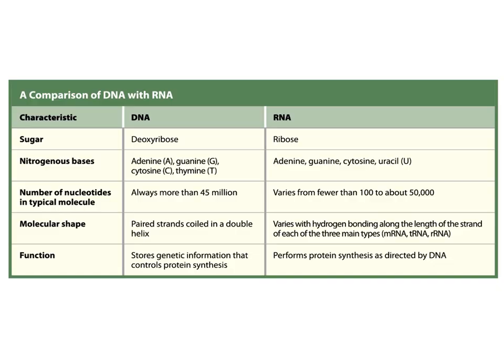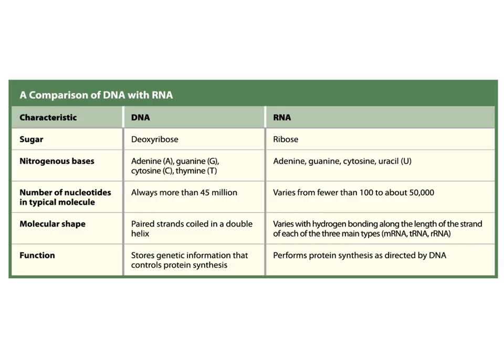Okay, so this last slide is a comparison of DNA to RNA. It just shows the difference between the two: the sugar, which is the deoxyribose versus the ribose, and the nitrogen bases, which we've covered. The adenine, guanine, cytosine, and thymine are found in DNA, and then the adenine, guanine, cytosine, and uracil are found in RNA.